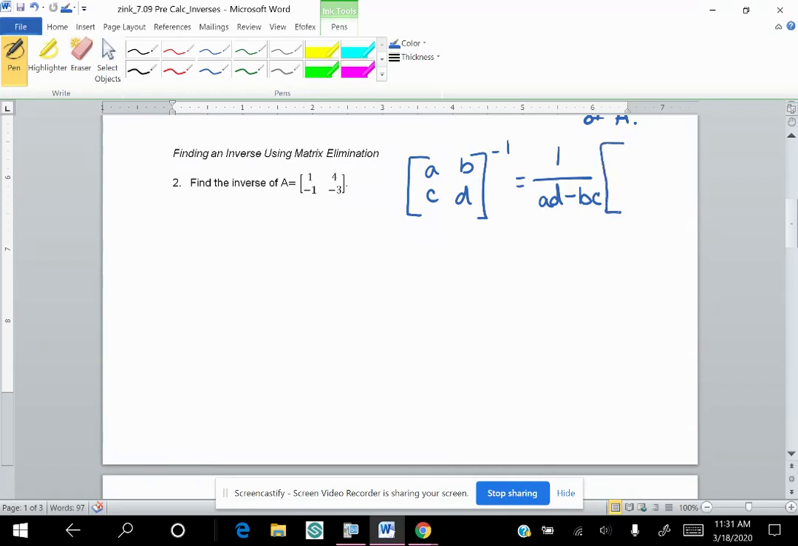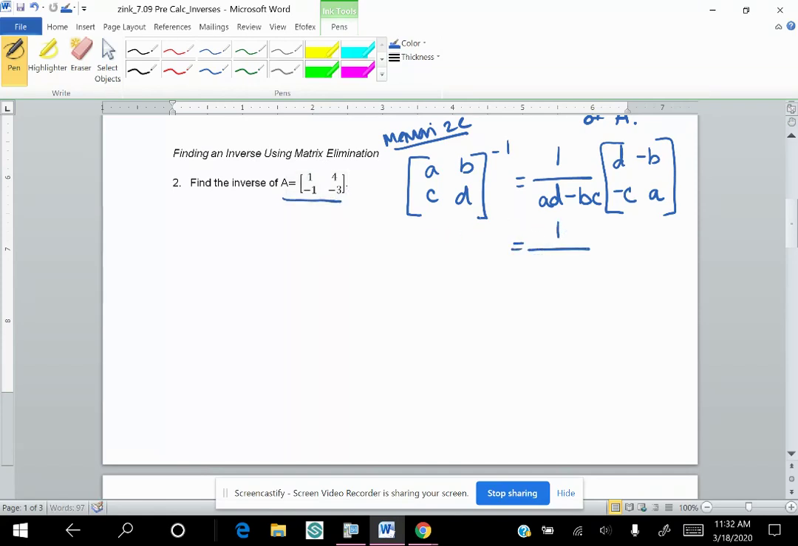And multiply that by the matrix. So you're going to switch A and D, and you're going to negate along the other diagonal. So you switch the first diagonal, negate the second diagonal. Okay, so this you'd have to memorize. Again, you do not have to memorize this. I'm going to show you another way to do it that does not require any of this memorization. For this particular problem, let's try out and see how this would work.